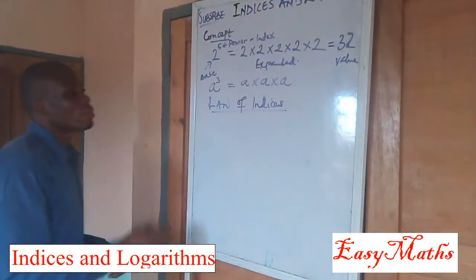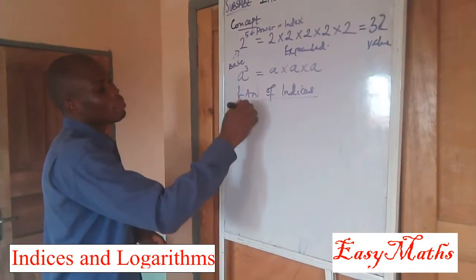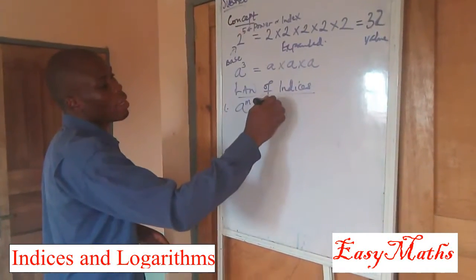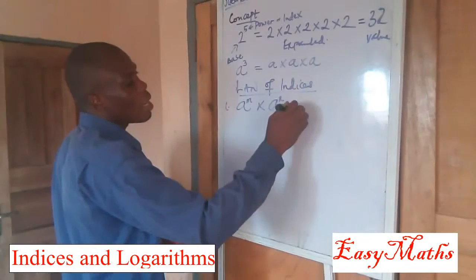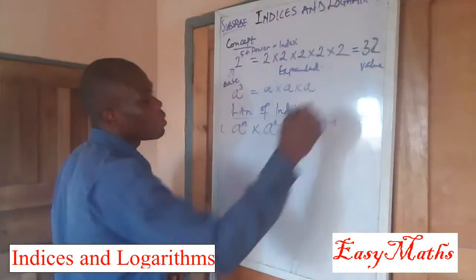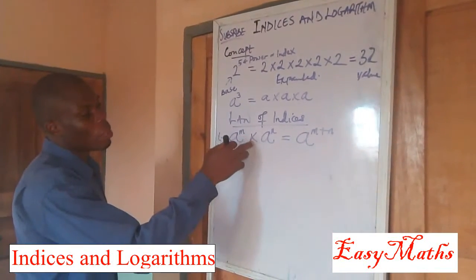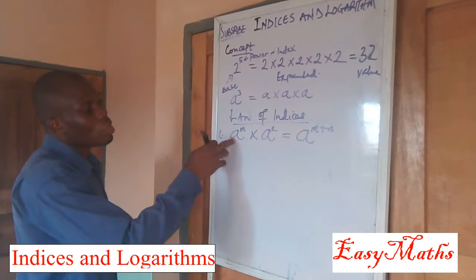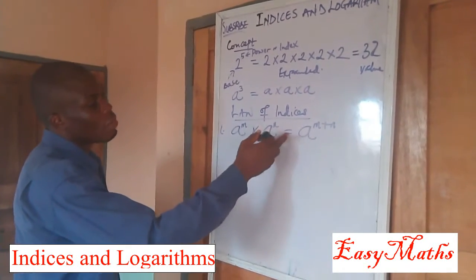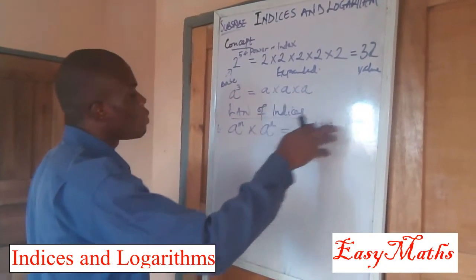So the first one we have is a raised to power of m times a raised to power of n is the same thing as a raised to power of m plus n. When these two indices of the same base multiply themselves, the product, the simplified form, is equal to a raised to power of the sum of their powers.